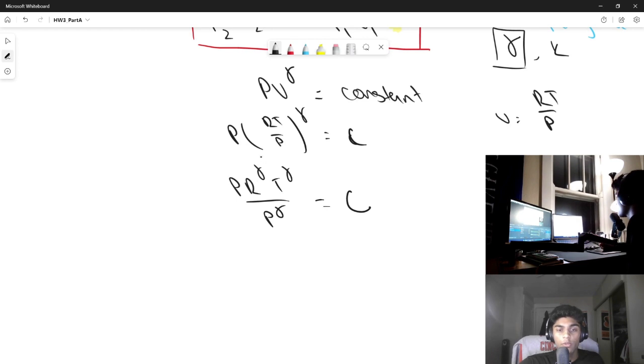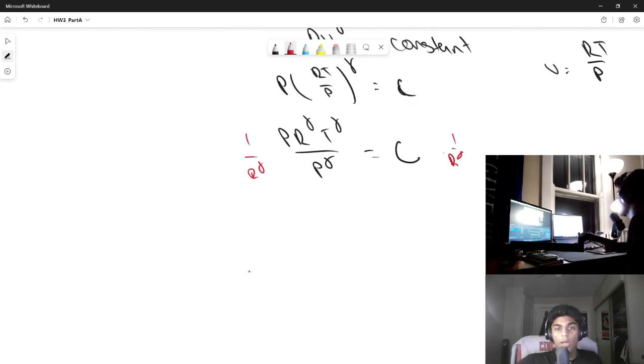We're just going to divide by R to the gamma on both sides. And on this side, it's not going to matter much because, again, C is a culmination of constants. What really matters is that we're canceling out our R to the gamma over here. And so we are left with, since this is P to the first power and this is P to the gamma power, P to the 1 minus gamma times T to the gamma equals C.